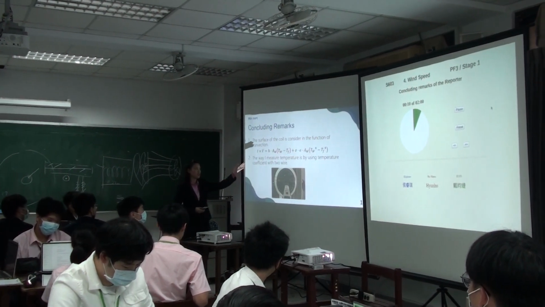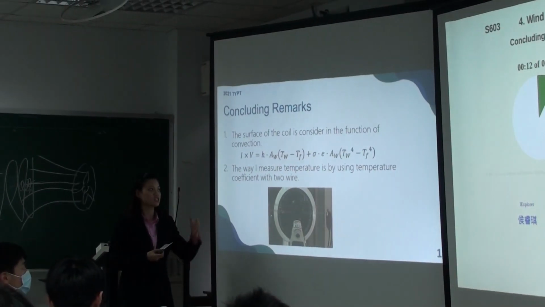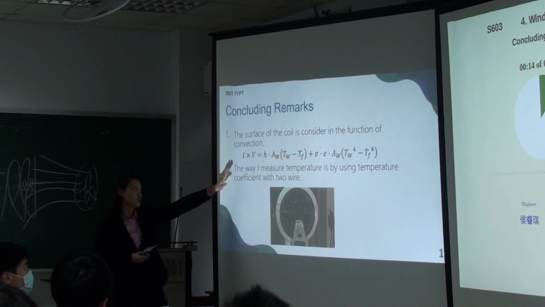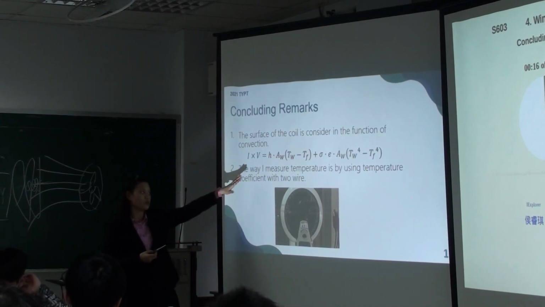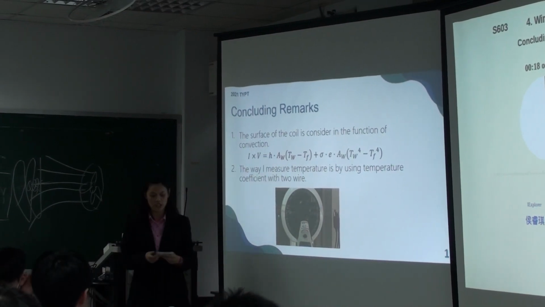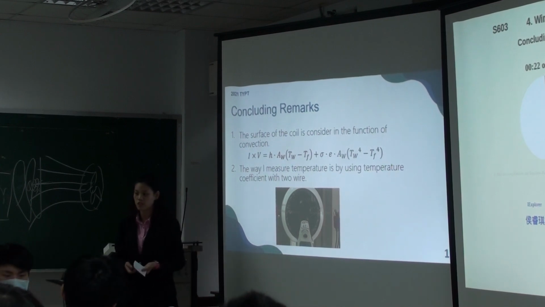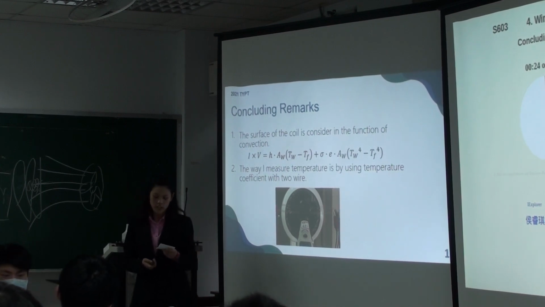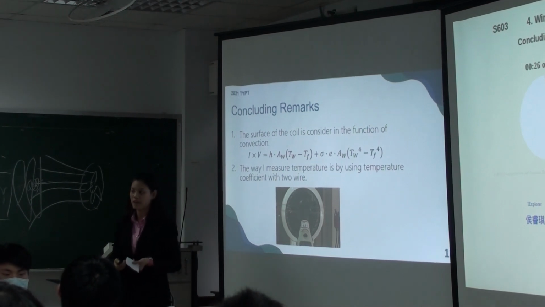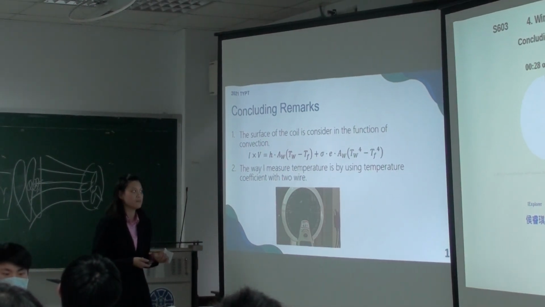The coil thermal dissipation is considered in a function. The electrically dissipated power will equal the convection plus radiation, and conduction can be neglected in our experiment, because the ratio of conduction that I have calculated is 0.0018%. It's so small that it can be neglected.